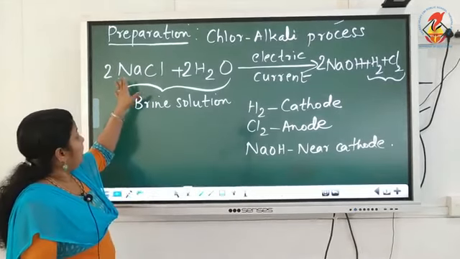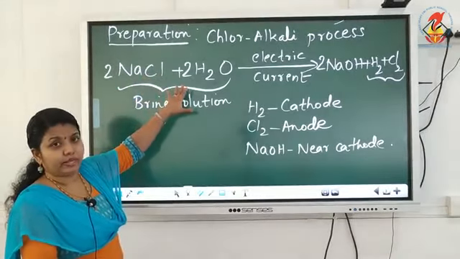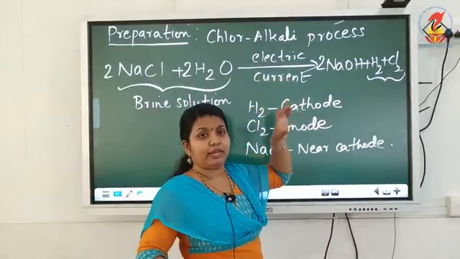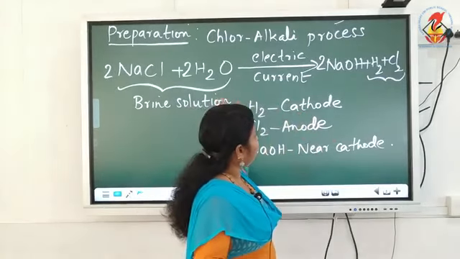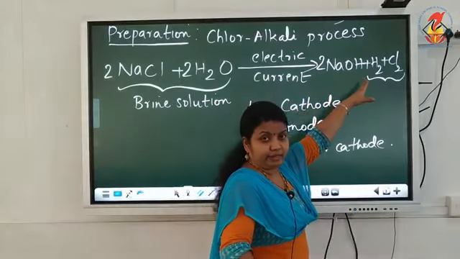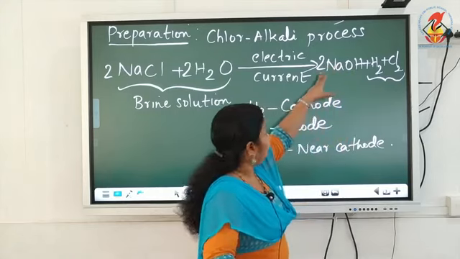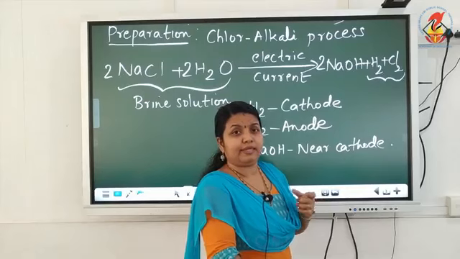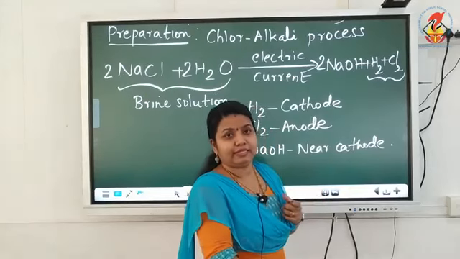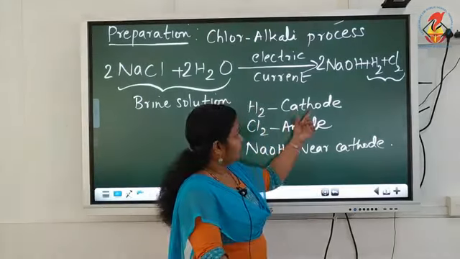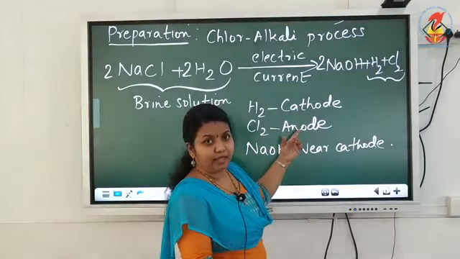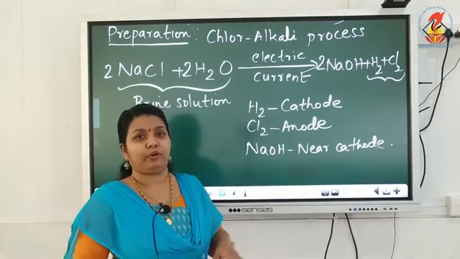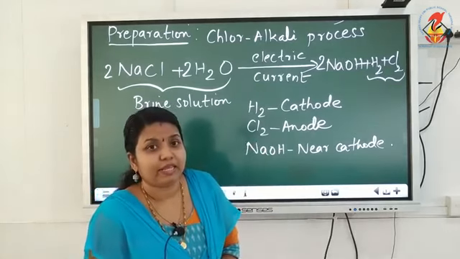In this process, an aqueous solution of sodium chloride, known as brine, is treated with electric current. Electric current is passed through the aqueous solution of brine, which decomposes to form sodium hydroxide, hydrogen and chlorine. Sodium hydroxide is the main product. Along with that, we get two industrially very useful gases, hydrogen and chlorine. Hydrogen is obtained at the cathode and chlorine at the anode. Sodium hydroxide is obtained near the cathode. All three products of this reaction are extremely useful.